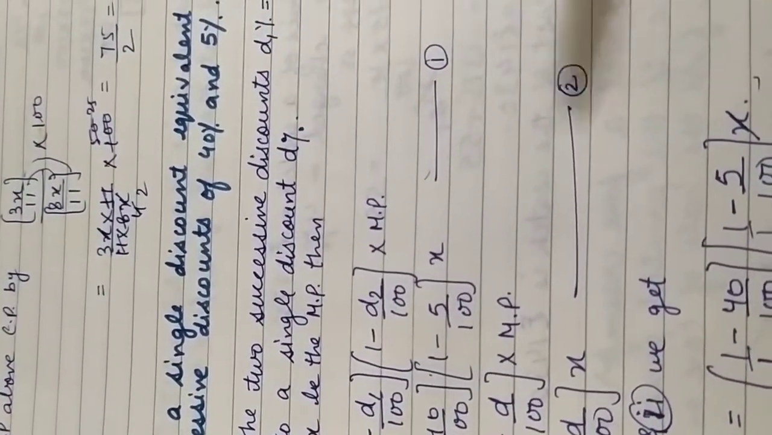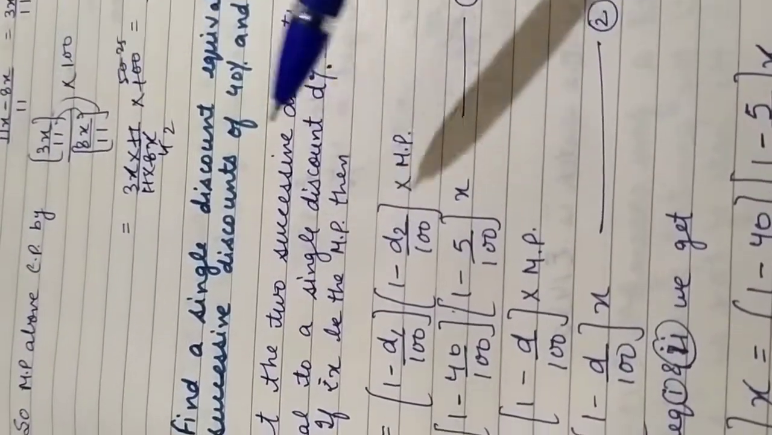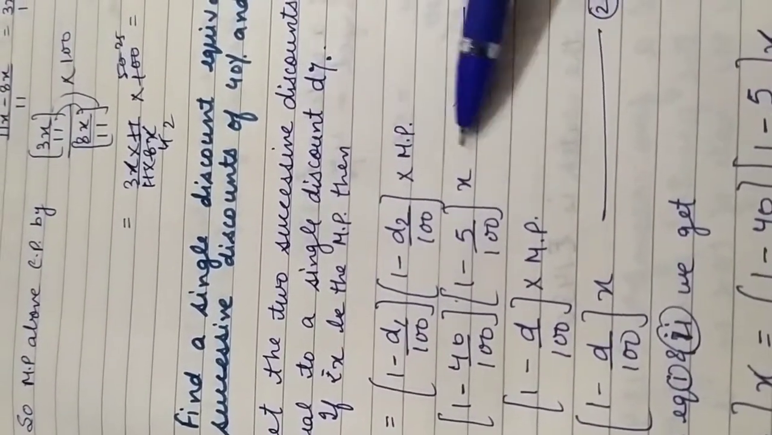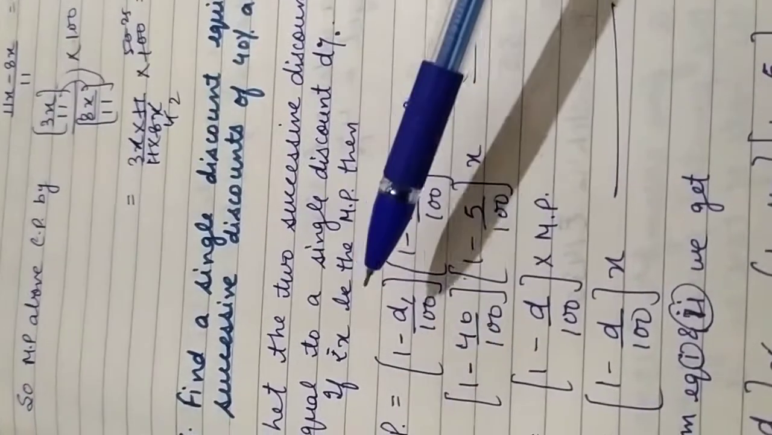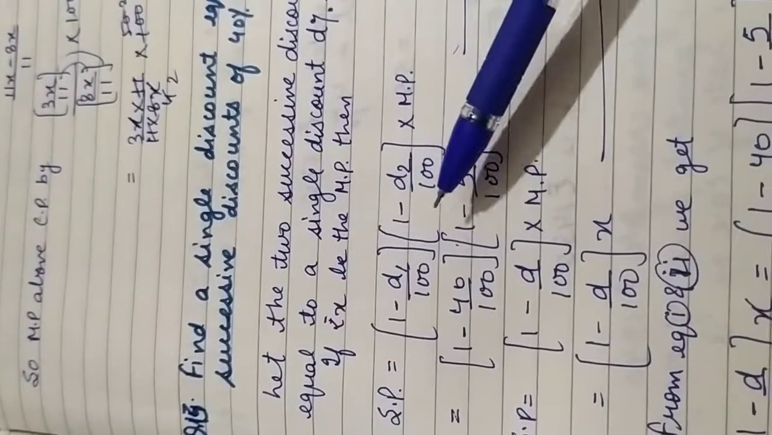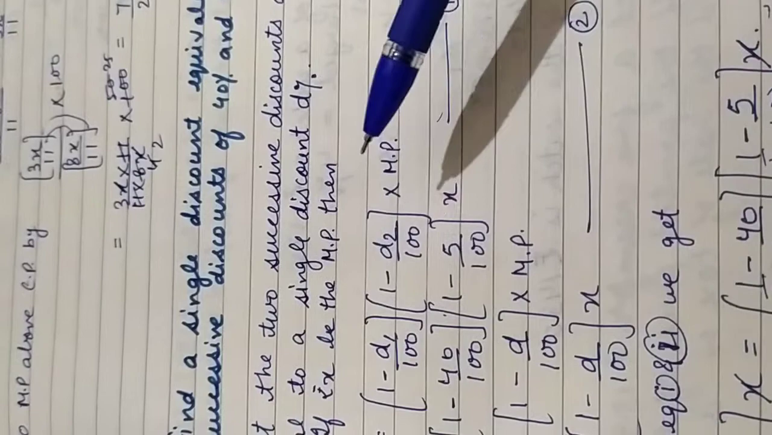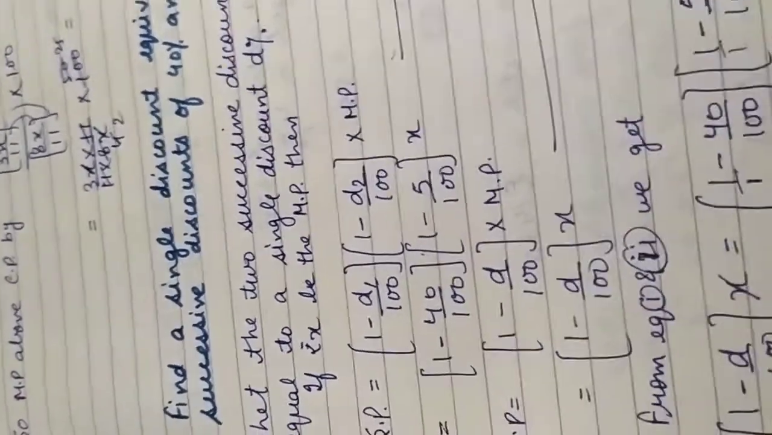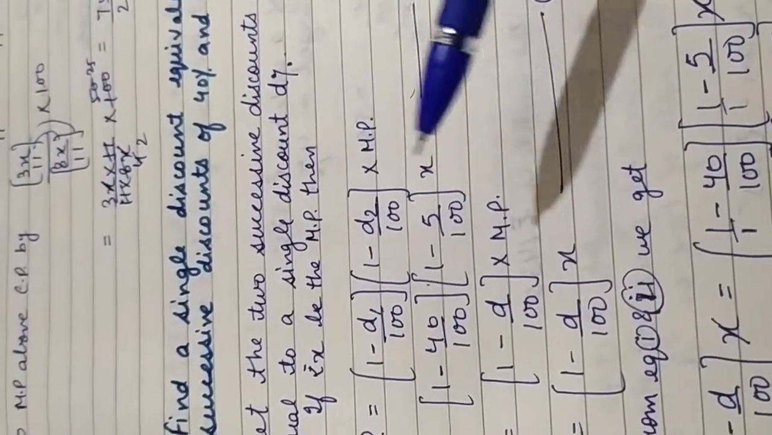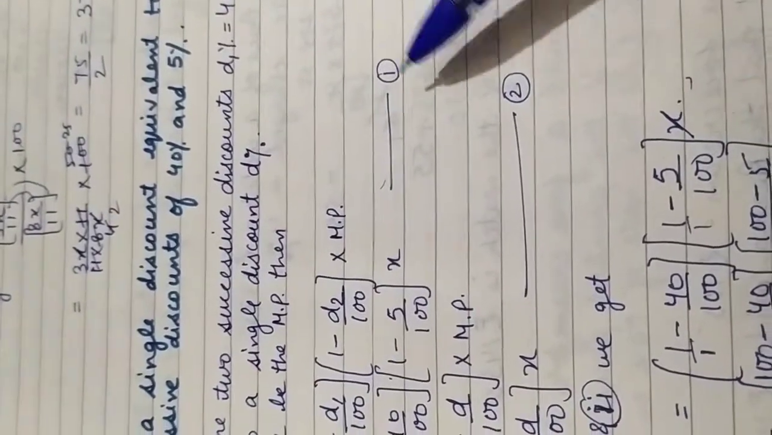Single discount equivalent has to be found, so you also have to assume the single discount, which we have assumed as D%. Now marked price we do not know, but marked price is needed in the formula, so we have assumed the marked price as X rupees. So the formula is 1 minus D1 upon 100 multiplied by 1 minus D2 upon 100 multiplied by marked price. We have D1 as 40 and D2 as 5. MP means marked price, so we put X here. So this is the first equation.